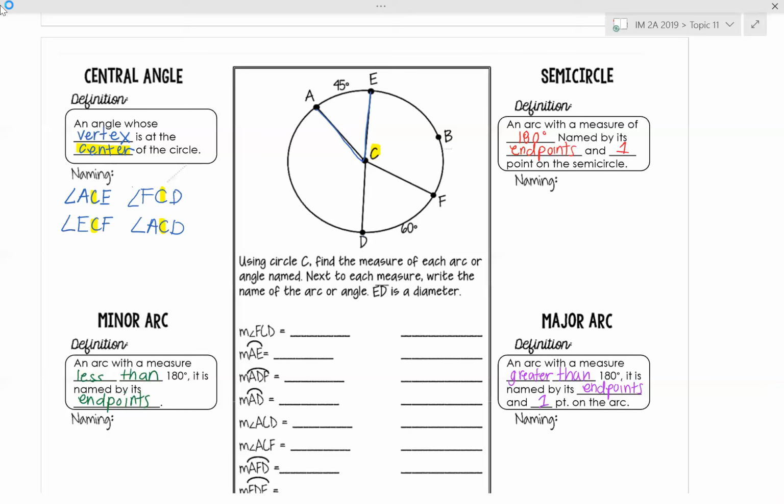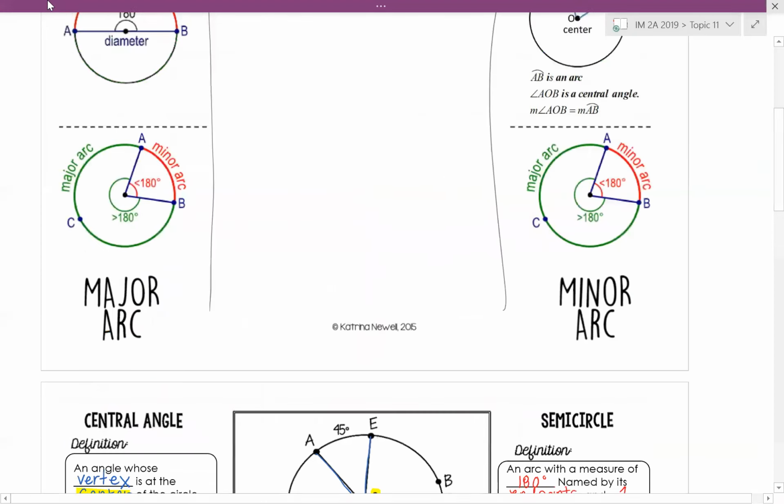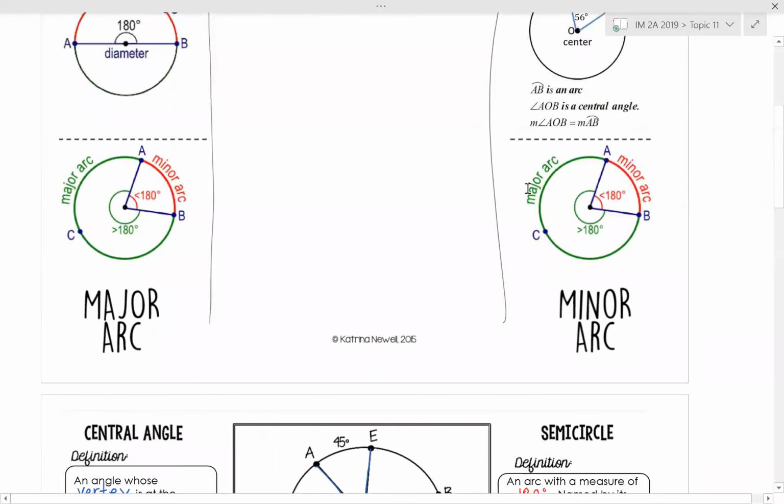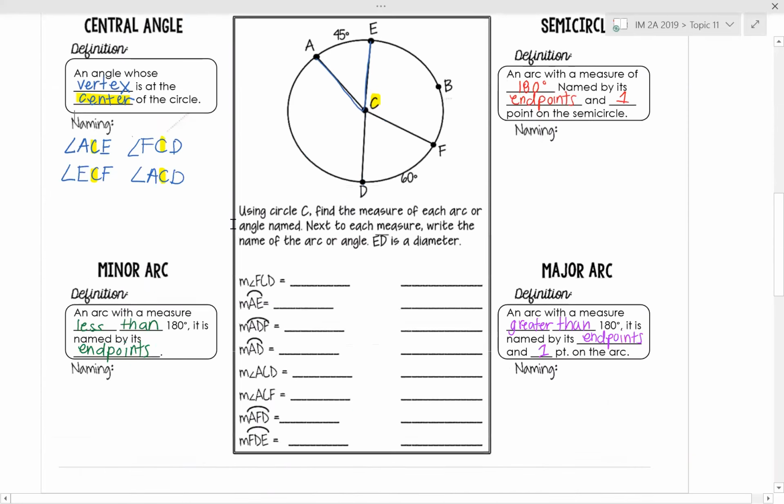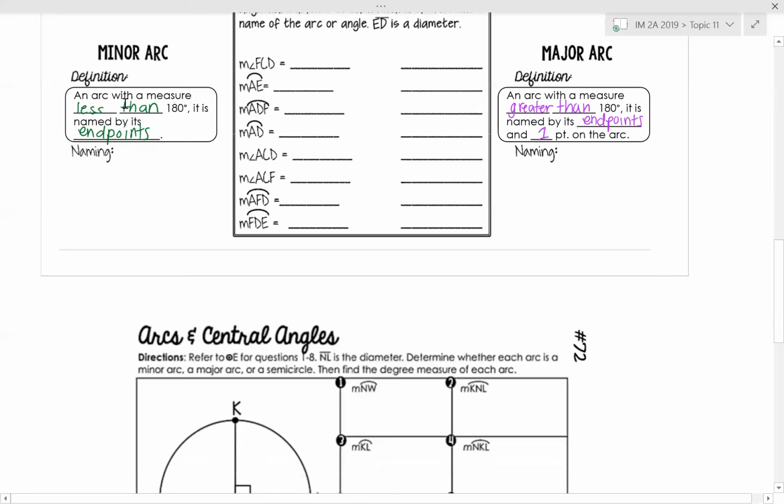Okay, so let's look at the next symbol. So we'll just go down here. The next one is a minor arc. Notice that we have the same picture for the major arc and the minor arc. In this visual, we see that a minor arc is less than 180 degrees and a major arc is greater than 180 degrees. A minor arc by definition is an arc with a measure less than 180 degrees. It is named by its endpoints.